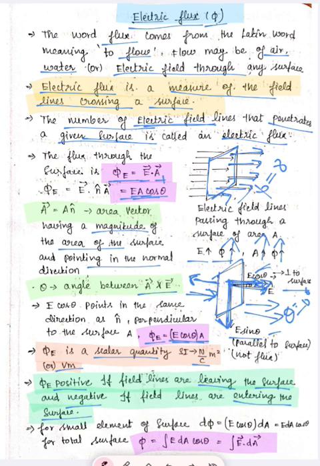For a small elemental surface, what is the flux? For a small elemental surface dA, the flux is d phi, which is nothing but E cos theta into dA. We write E dA cos theta. For a total surface, the flux is the integration of E dA cos theta, or we write the integration of E vector dot dA vector.